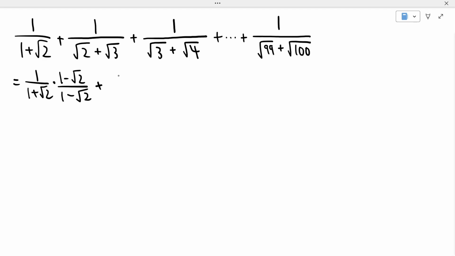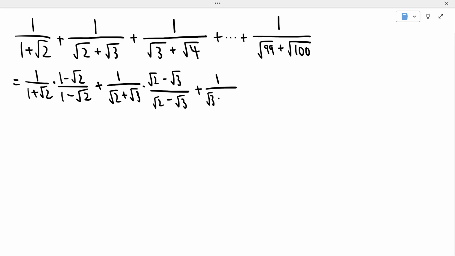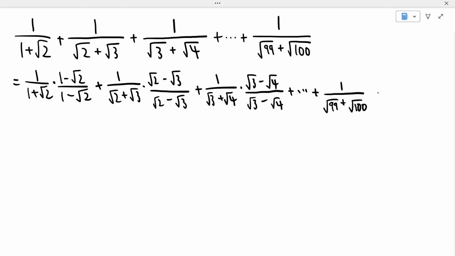The second term becomes 1 over the square root of 2 plus the square root of 3, times the square root of 2 minus the square root of 3 over the square root of 2 minus the square root of 3. And the third term becomes 1 over the square root of 3 plus the square root of 4, times the square root of 3 minus the square root of 4 over the square root of 3 minus the square root of 4. And this pattern continues until the final term, which becomes 1 over the square root of 99 plus the square root of 100, times the square root of 99 minus the square root of 100 over the square root of 99 minus the square root of 100.